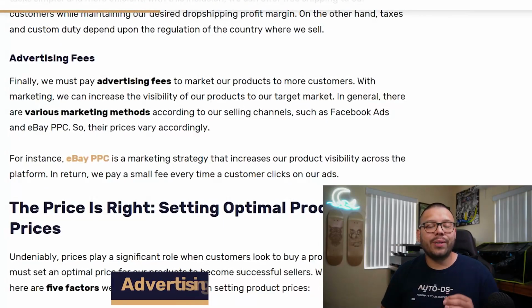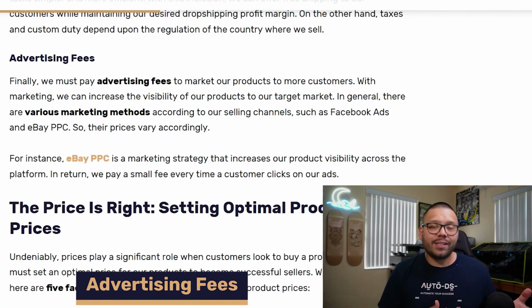And last but not least, we have advertisement fees. Now, advertisement fees are going to include things for pretty much your marketing. So things like influencer marketing or ads.